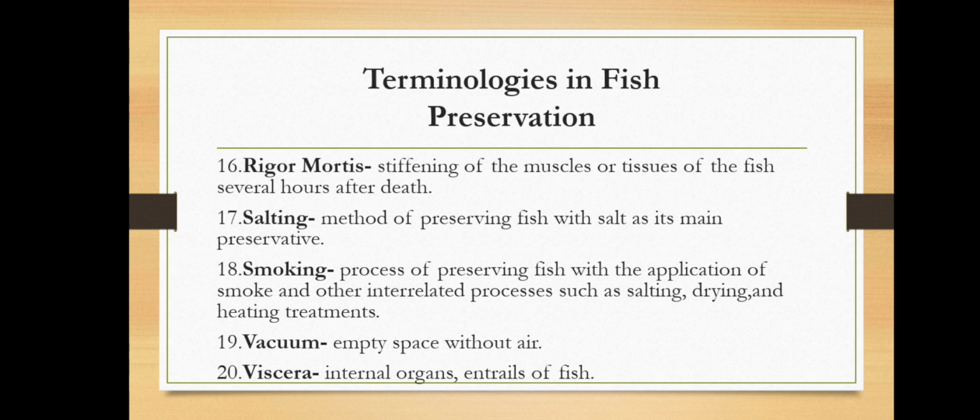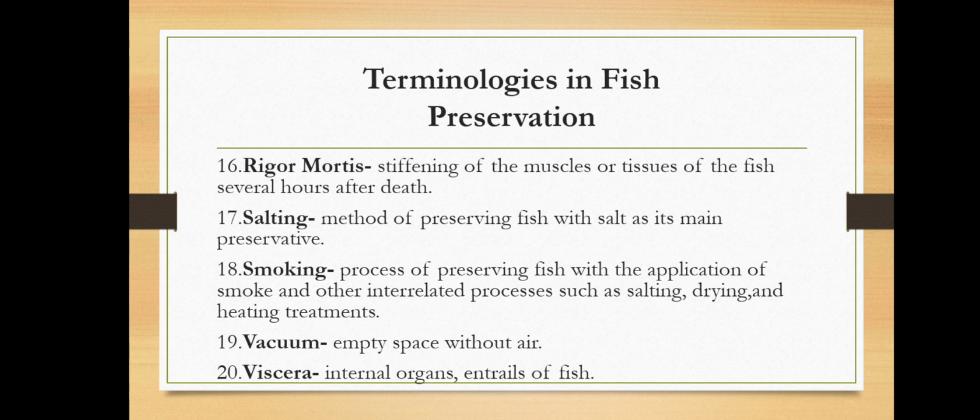Next is vacuum. Vacuum refers to an empty space without air. In the context of fish preservation, vacuum packaging is a technique where air is removed from the packaging to create a vacuum. This helps in preventing oxidation and spoilage, extending the shelf life of the fish.